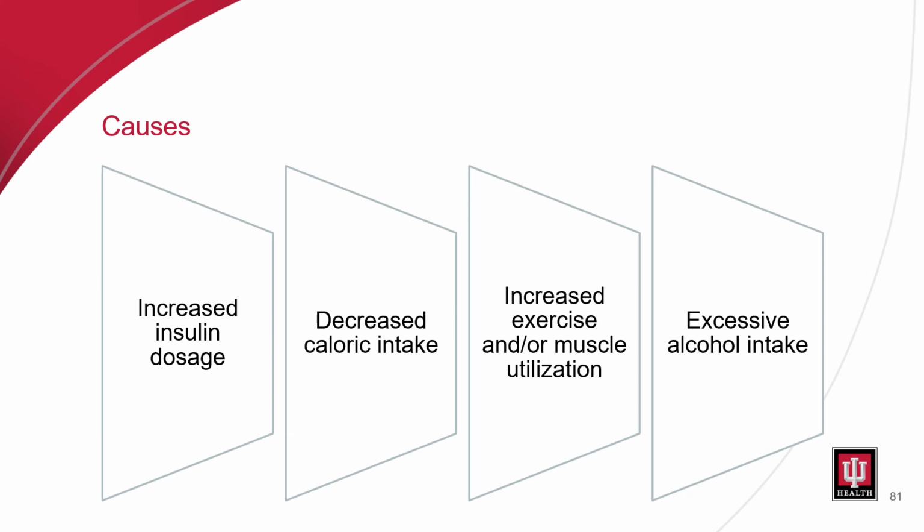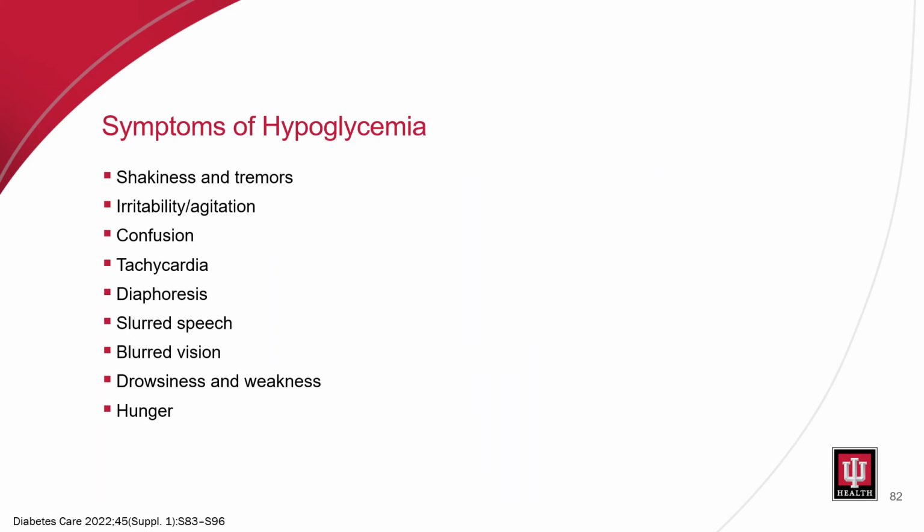If a patient is feeling crummy and they're not eating a lot, but they're giving themselves the same amount of insulin that they normally would take, that could cause hypoglycemia. And then in the cases of increased exercise or muscle utilization, they may be utilizing the glucose that's stored in their body more effectively, or in the case of excessive alcohol intake. Symptoms of hypoglycemia are displayed on the screen. These can be shakiness and tremors, irritability and agitation, confusion, slurred speech, blurred vision, drowsiness and weakness, and hunger.